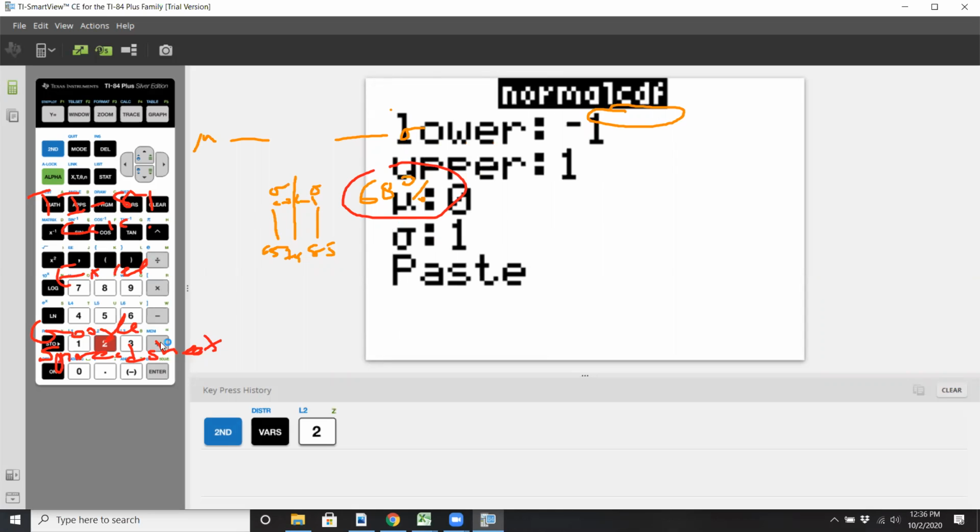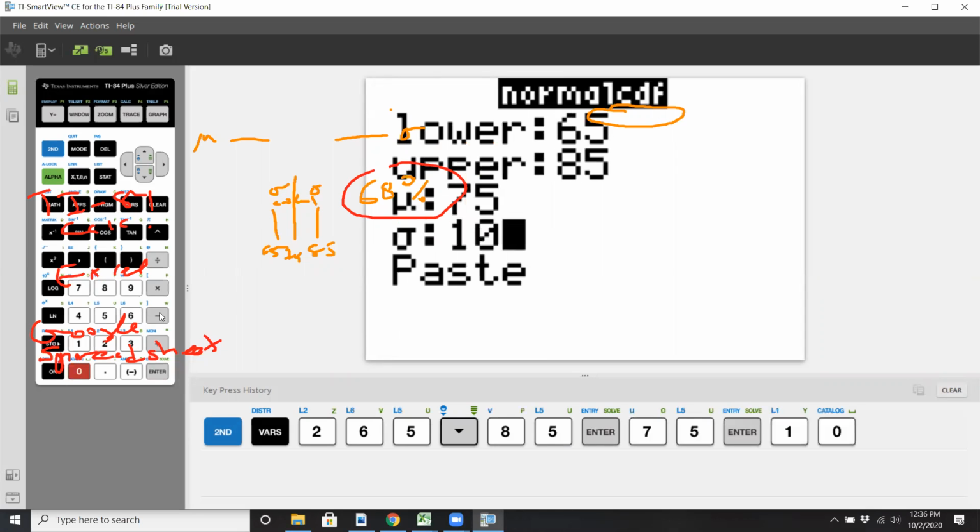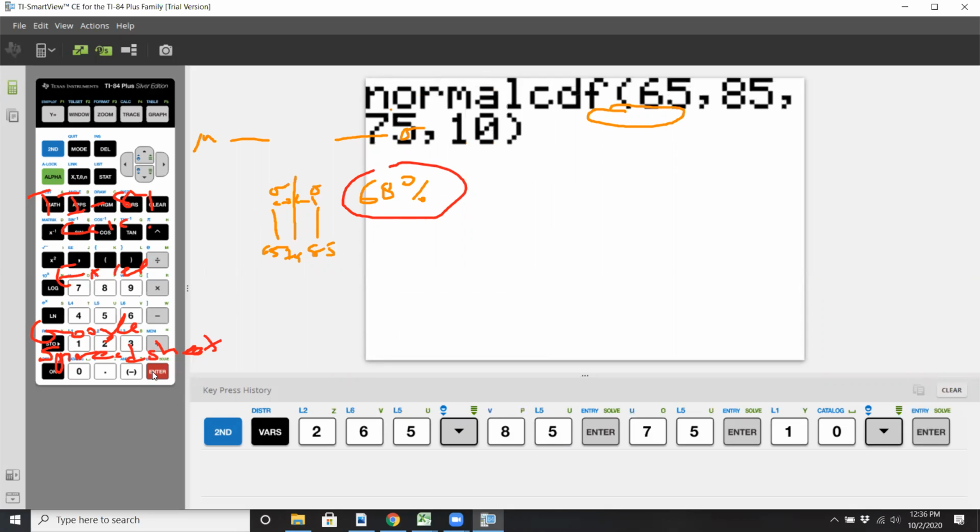And then what you're going to do is type in the lower number in your range, 65, the upper number, which is 85, the mean, which is 75, and sigma, which is 10. Then you hit paste, enter, takes you to the home screen, and then just hit enter again, and it gives you the answer. Actually, it's 68.3, so it's a little off.